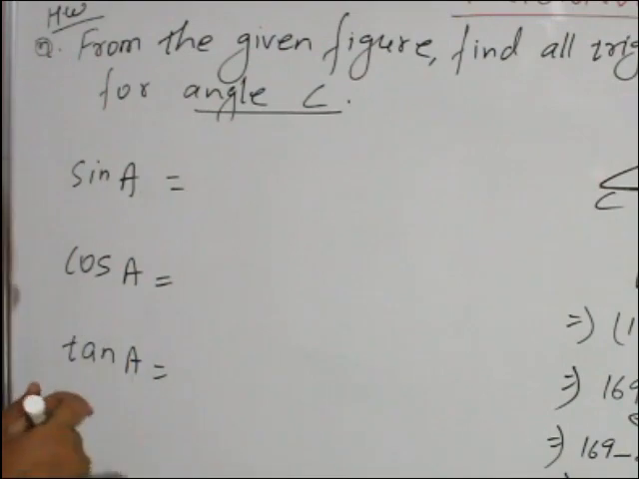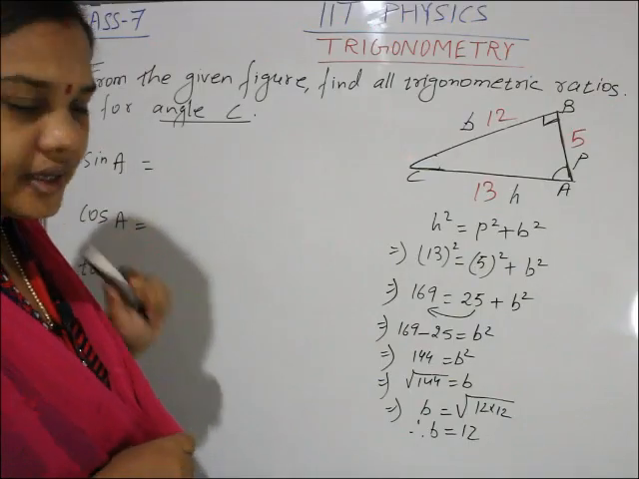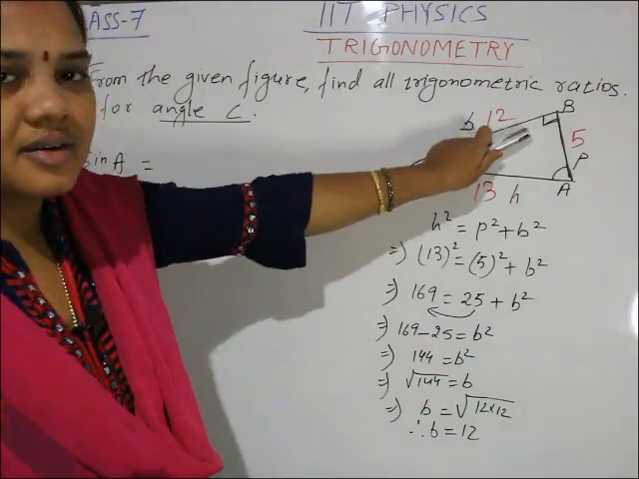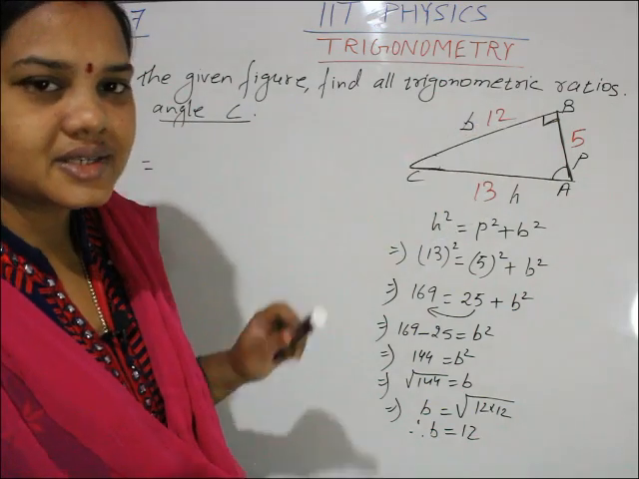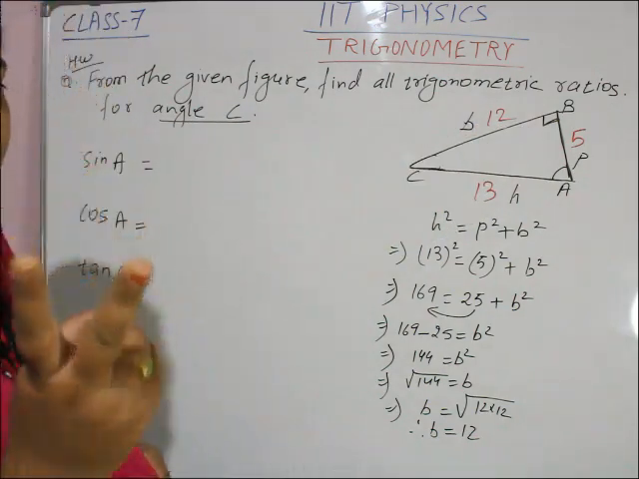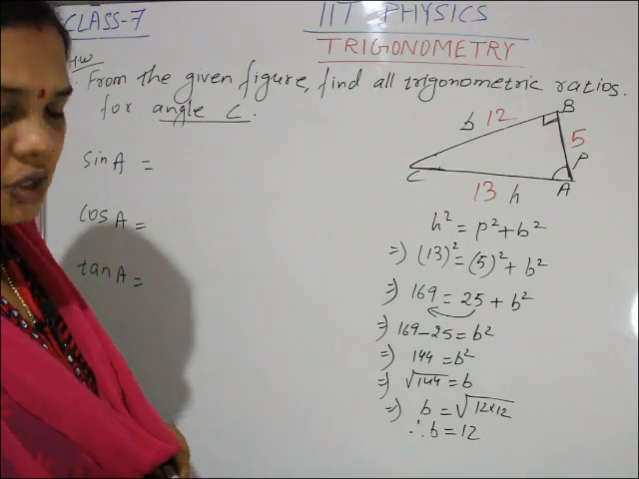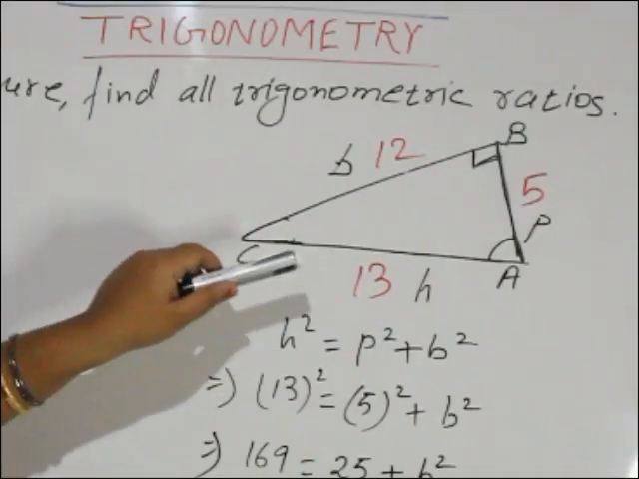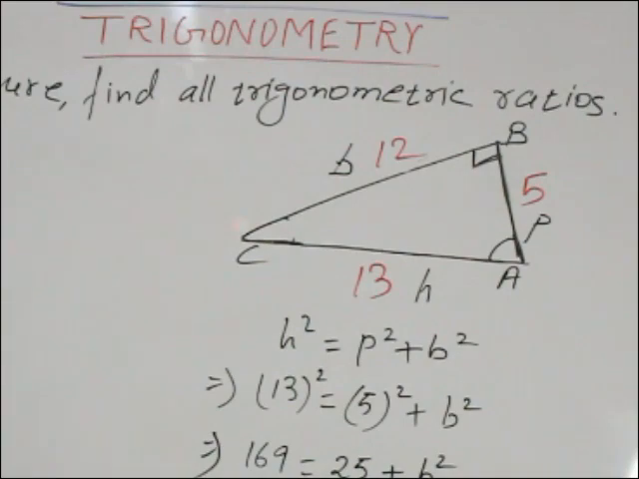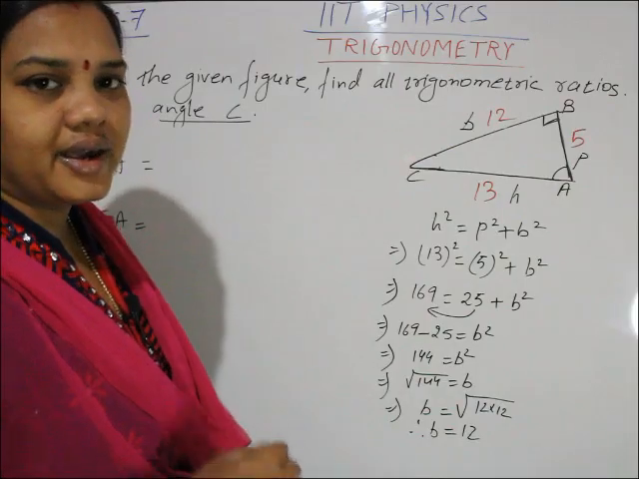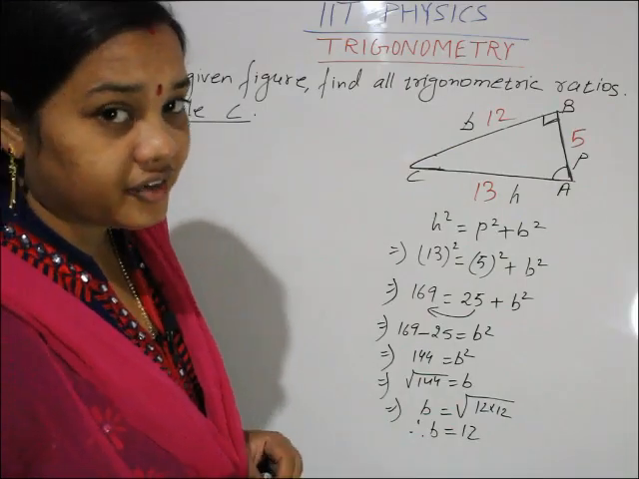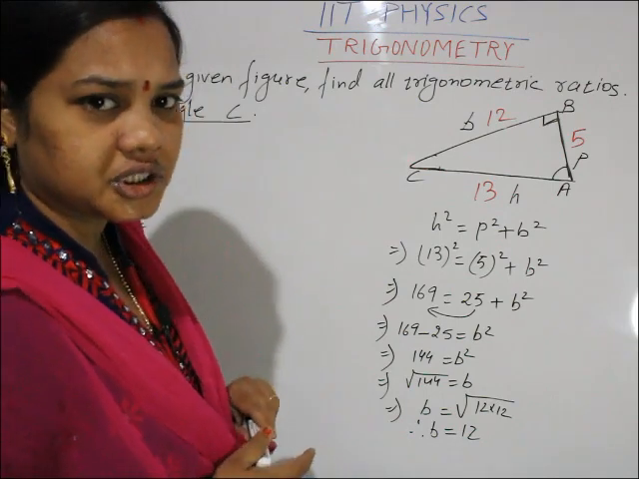So once again, children, a right angle triangle. One angle is 90 degrees, angle B is 90 degrees. Then the other two angles are acute. What are the two angles? Angle C and angle A, acute. In angle C and angle A, you can consider either one as the angle of reference. That is according to the question.